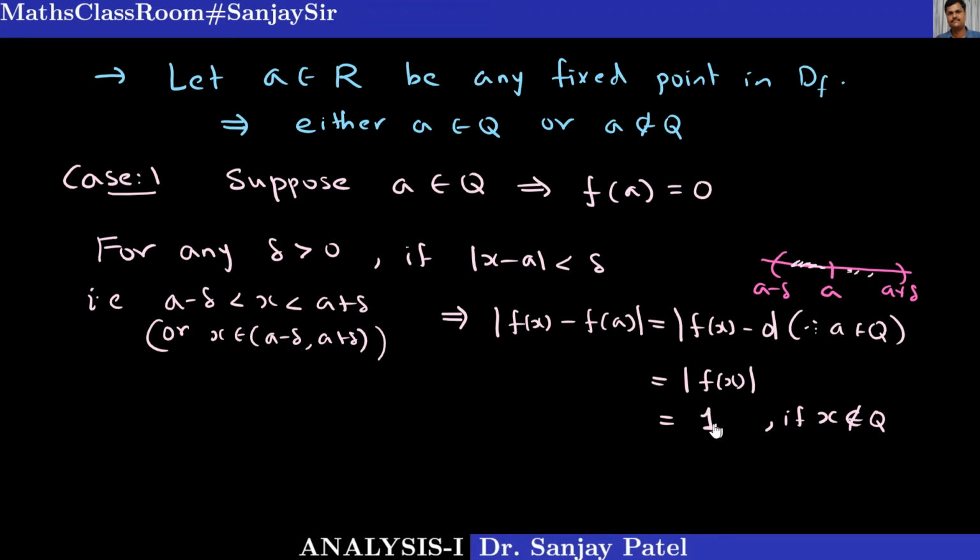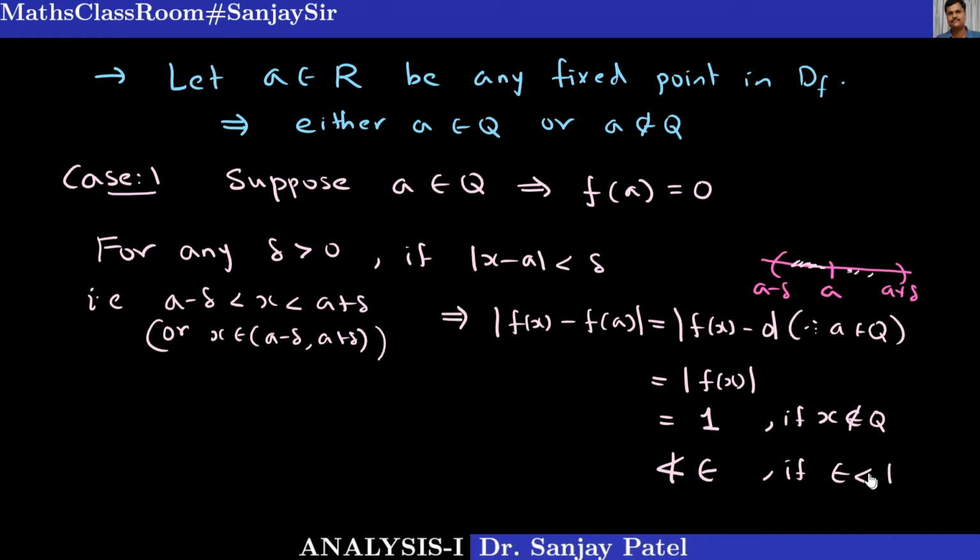Okay, and it is always possible, whatever delta is given, for every delta we will get some interval like this, and it contains infinitely many rationals and irrationals. So this value is going to be 1, and obviously this one is not less than epsilon. I cannot make this f(x) minus f(a), which is going to be 1 under these circumstances, less than epsilon if my epsilon given is some value less than 1.